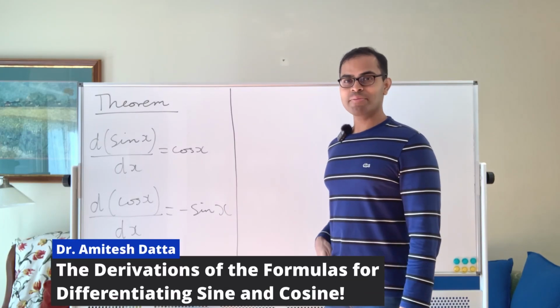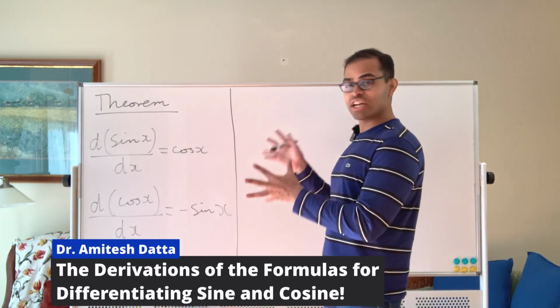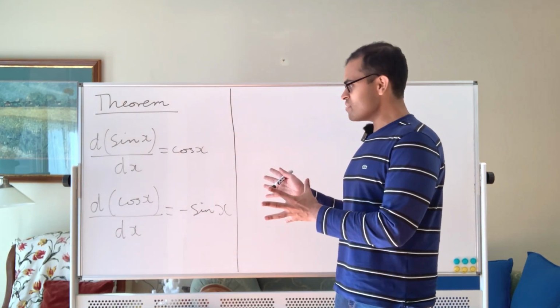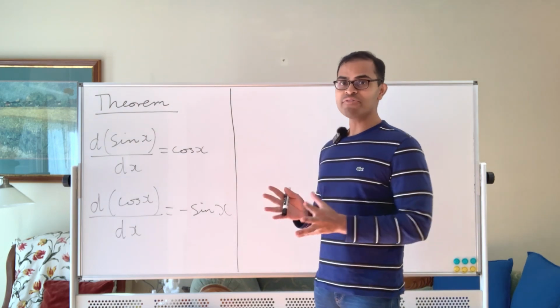Hi everyone, my name is Amitish, and in this video we're going to prove the derivative of sine is cosine and the derivative of cosine is negative sine right from the definition.